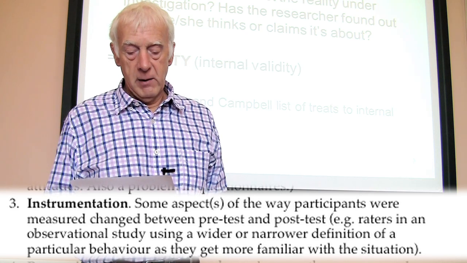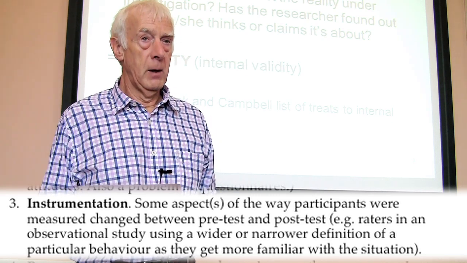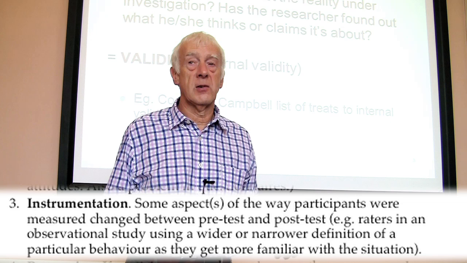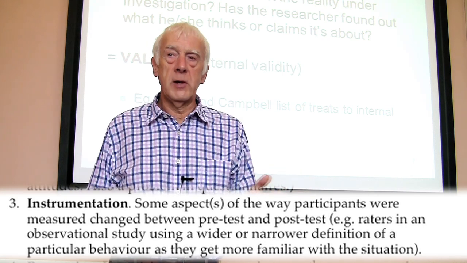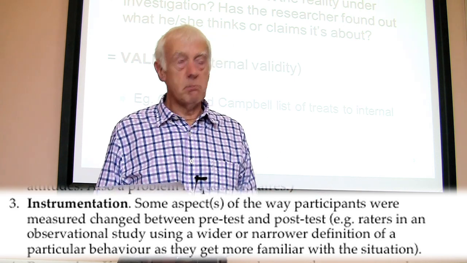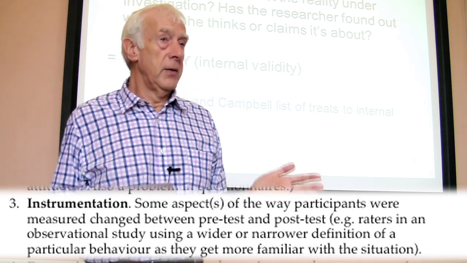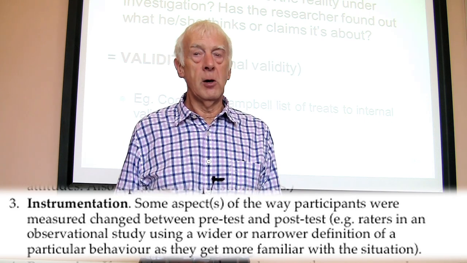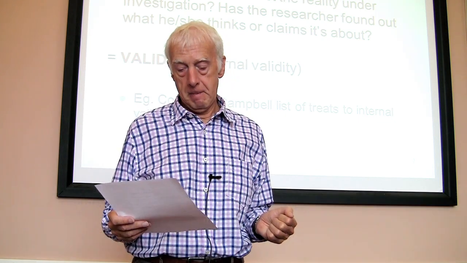So an example given here is a rater in an observational study using a wider or narrower definition of a particular behaviour. Again, in this case, it's probably a problem of training and consistency in the researchers themselves. There's a shift in the criteria they're applying to observe or measure things, and you have to be careful about that. In that case, the differences you find will be because of the different ways in which the researchers are doing their work rather than any real differences in the way people themselves are acting.